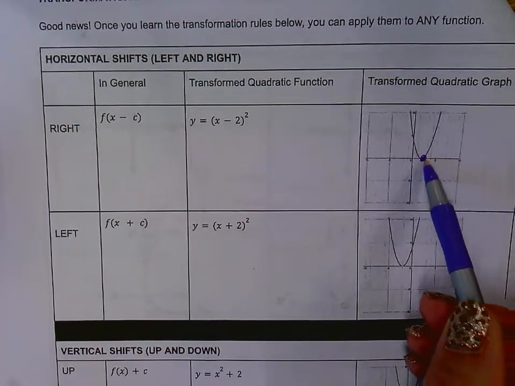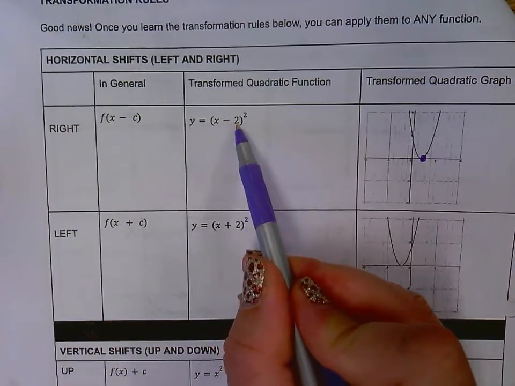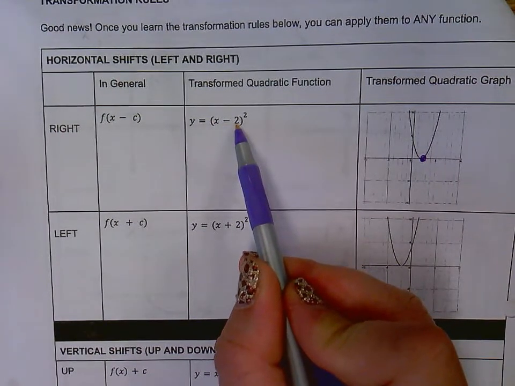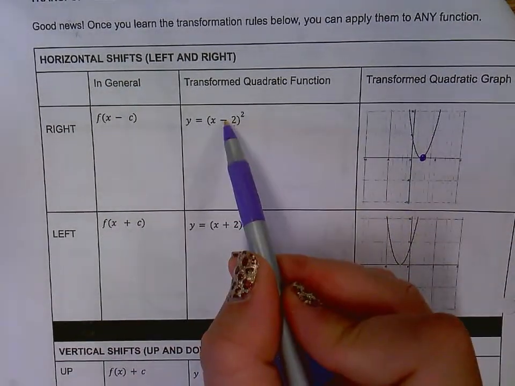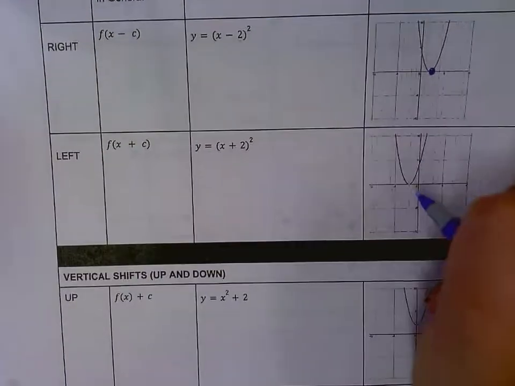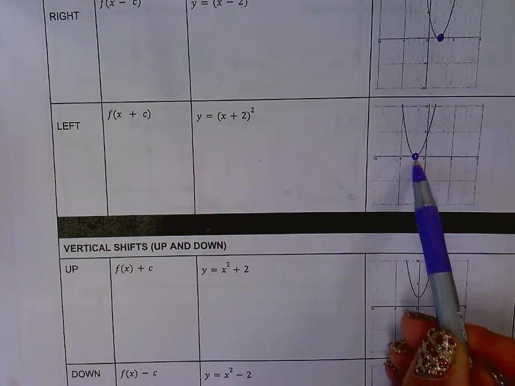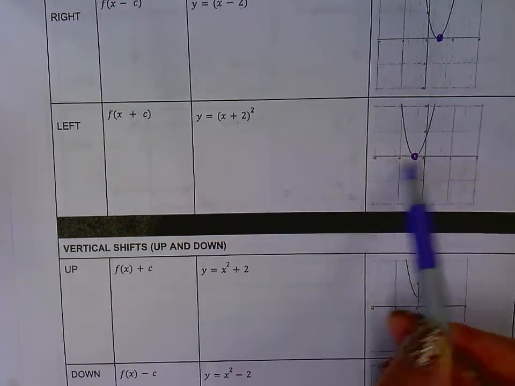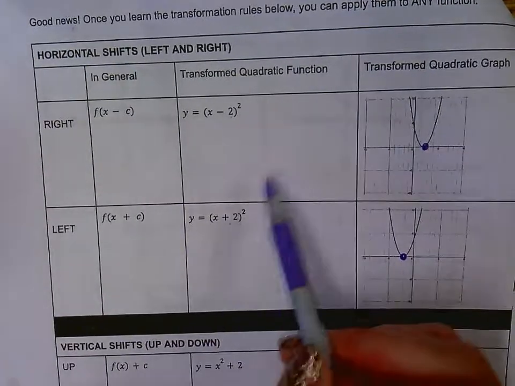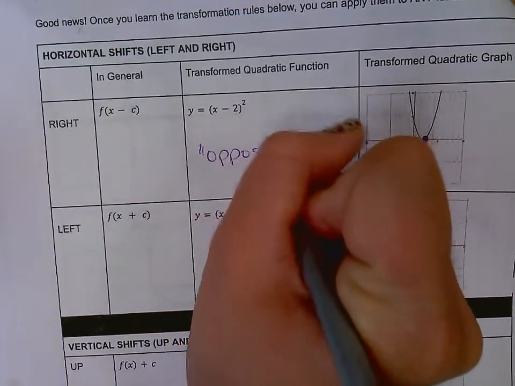What happens when you plug 2 into the original function? 2 minus 2 gives you 0. So when in doubt, check what this point does in the original function, right? This one, here's my vertex, that's been shifted to the left. What happens when you plug in -2 up here? It gives you 0. So it makes sense that -2, 0 is on this graph, but +2, 0 is on the other graph. I just kind of remember it's the opposite of what you think.